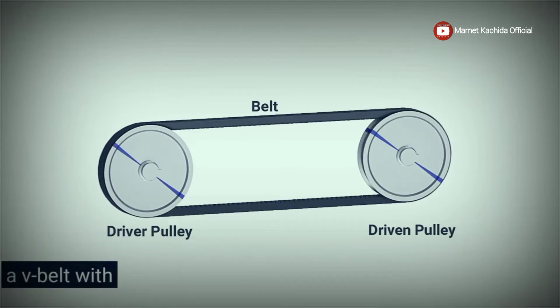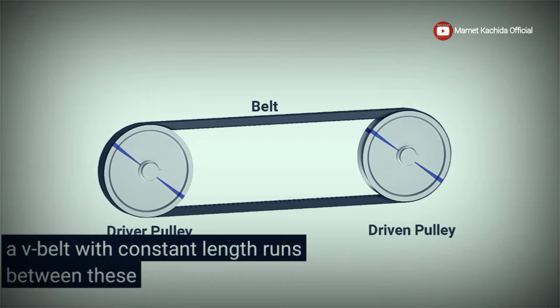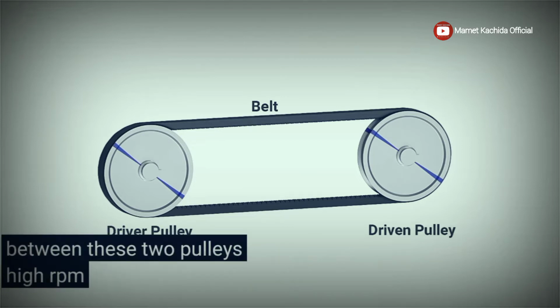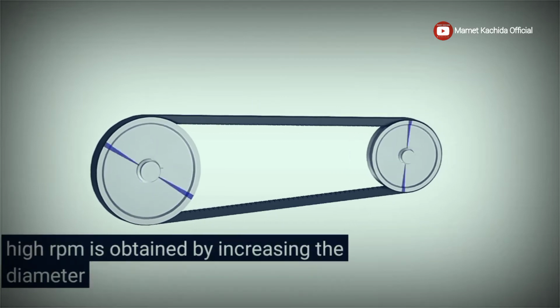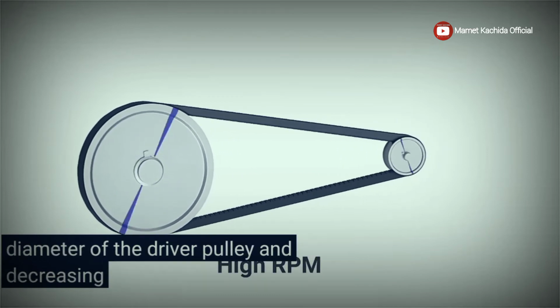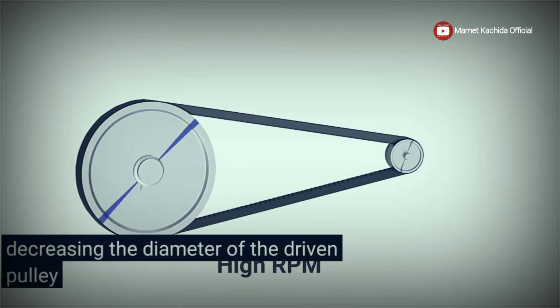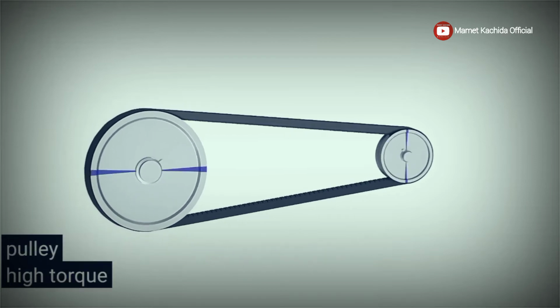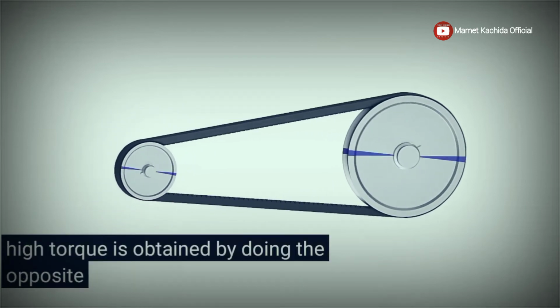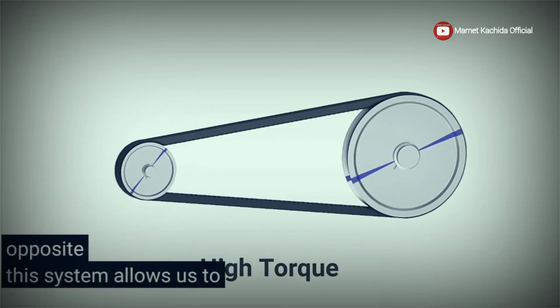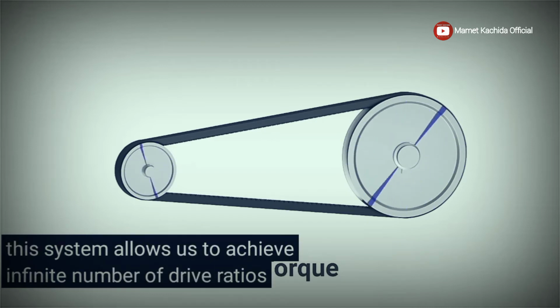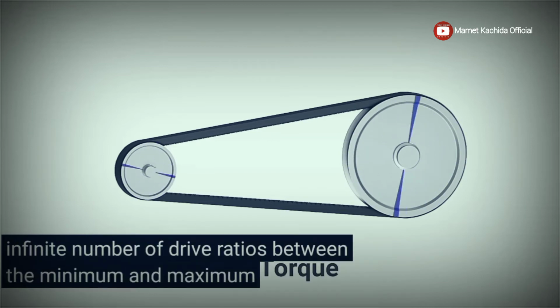A V-belt with constant length runs between these two pulleys. High RPM is obtained by increasing the diameter of the driver pulley and decreasing the diameter of the driven pulley. High torque is obtained by doing the opposite. This system allows us to achieve infinite number of drive ratios between the minimum and maximum limits.